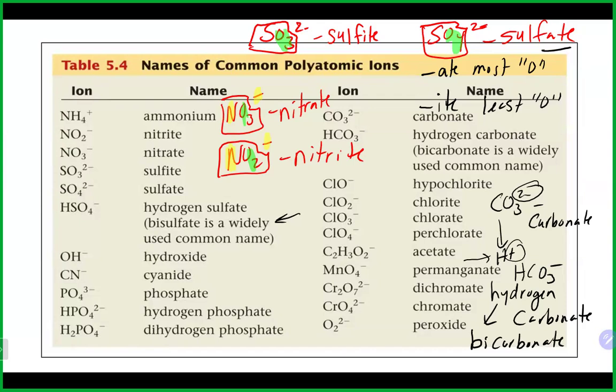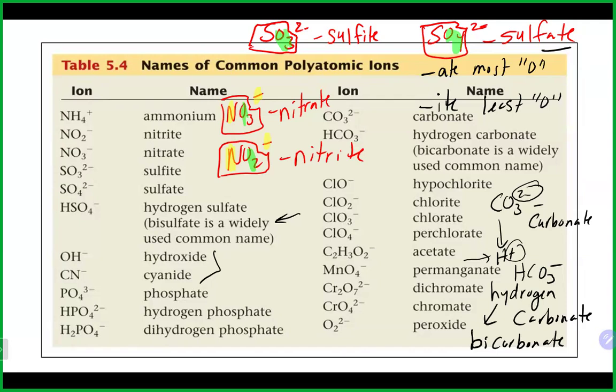Some other things you might see: there are some polyatomic ions that actually do end in -ide. Most polyatomic ions will end in -ate or -ite, but you can see right here, here's a couple of them. OH minus is hydroxide, CN minus is cyanide. So these are also polyatomic ions. Azide is another example as well, but most will do the -ate or -ite.